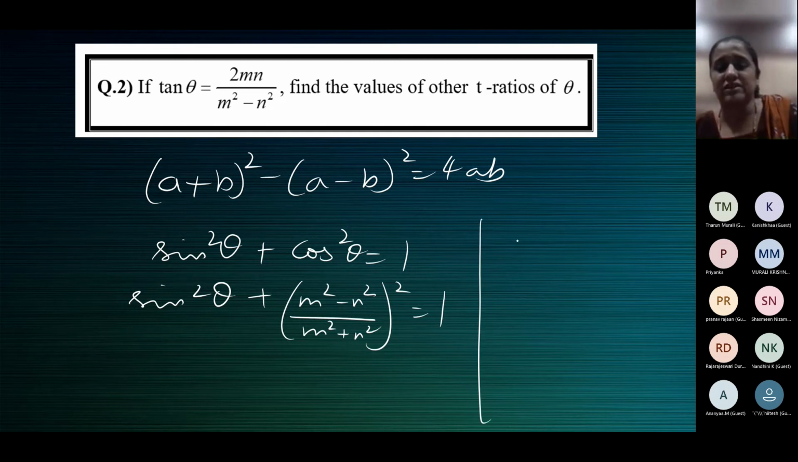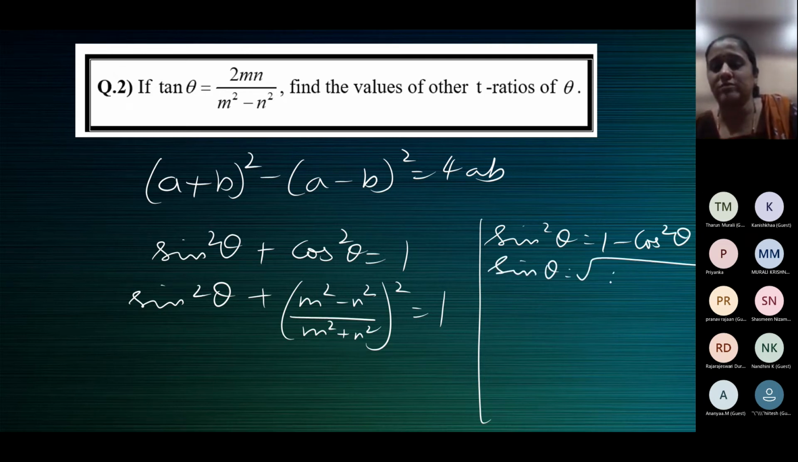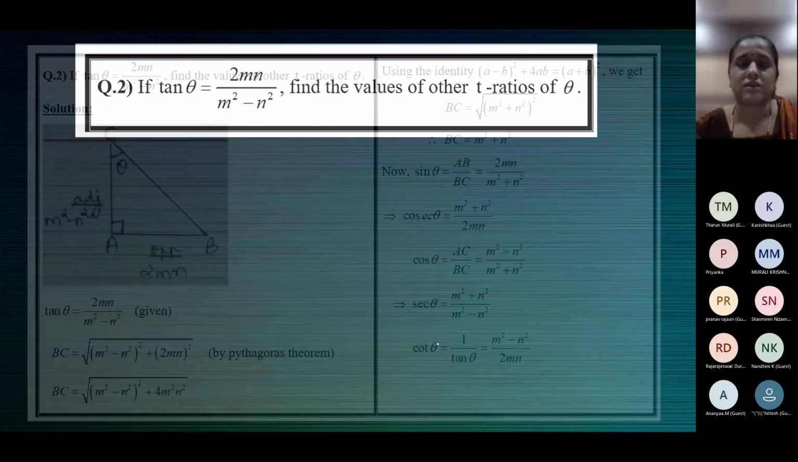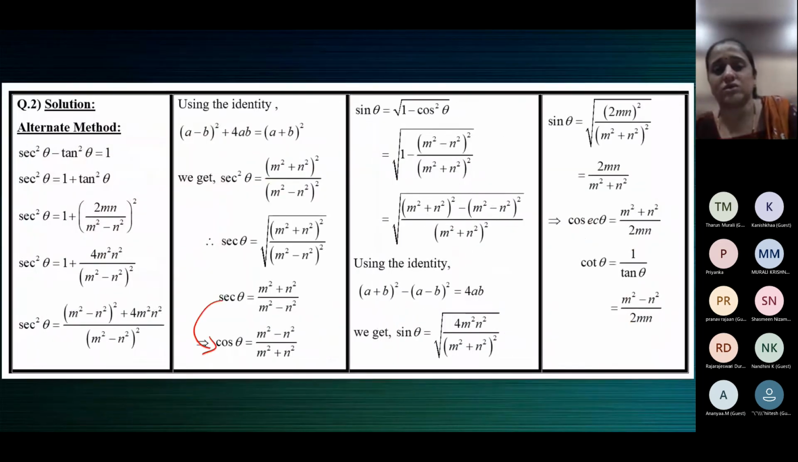I have written straight away that sine square theta is equal to 1 minus cos square theta on transposing. So sine theta is equal to the square root of 1 minus cos square theta. You can write this identity, substitute like this, simplify and get sine theta. So sine theta is equal to root of 1 minus cos square theta.